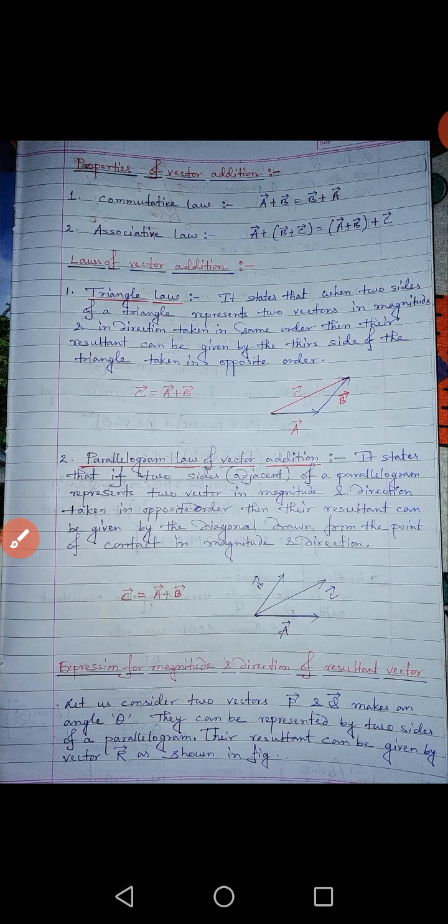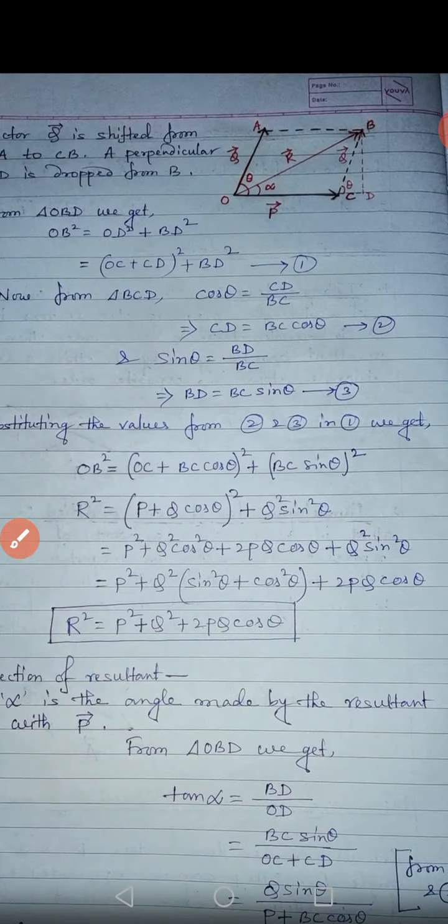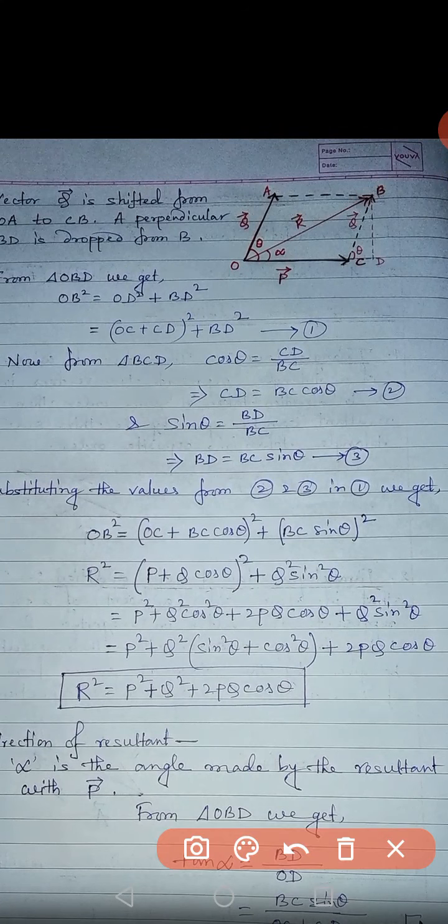So here I have written: let us consider two vectors, vector P and vector Q, making an angle theta. They can be represented by two sides of a parallelogram, so certainly I am using the parallelogram law. Their resultant can be given by vector R as shown in the figure. So let us see the figure first. This is the diagram. Simple one, you just have to see the geometry. From geometry only we can prove it, not a difficult one, you just have to understand the geometry.